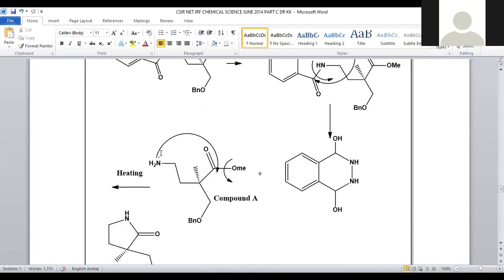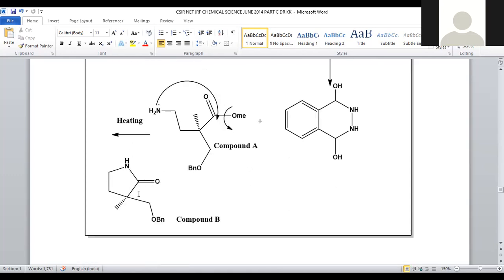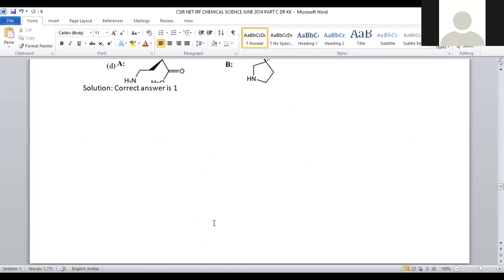Obviously, upon heating, it will be cyclized in such a manner that the lone pair of electrons will bind to the carbonylic center. Subsequently, methoxy will be discarded and it turns into a 5-membered ring system with a lactam ring. Lactam means a cyclic amide system, and we have a side chain methyl and CH2O benzyl group. This will be the final product we are expecting in this problem, right?